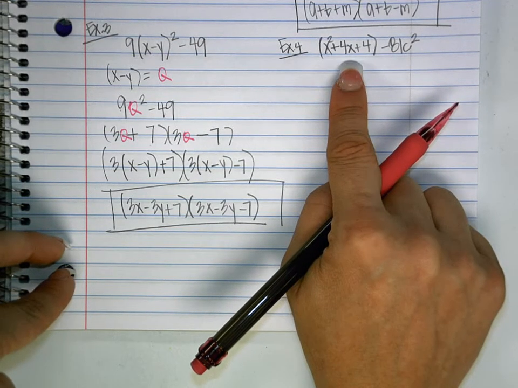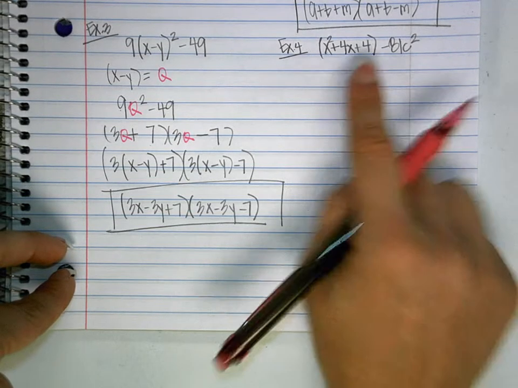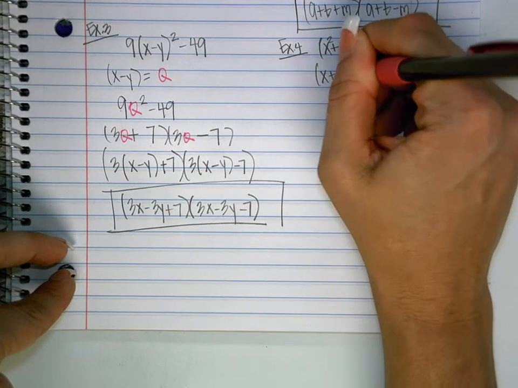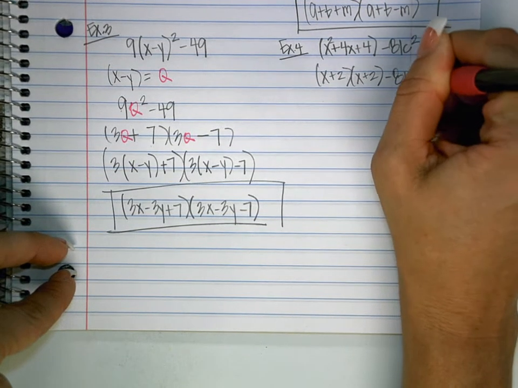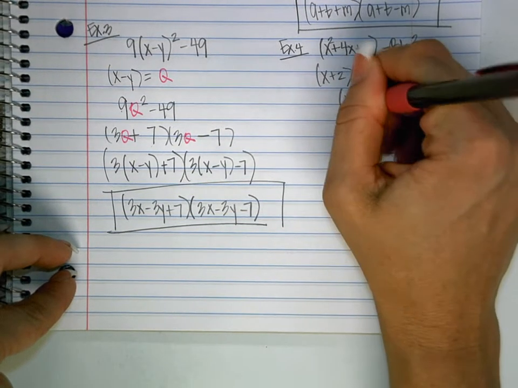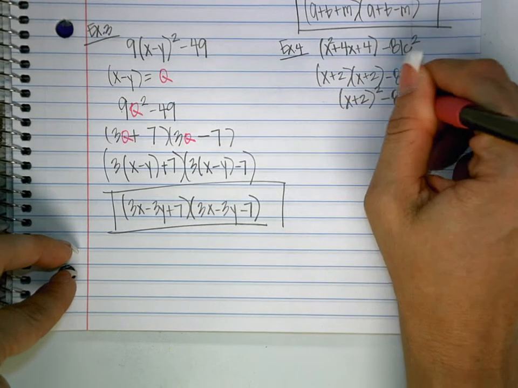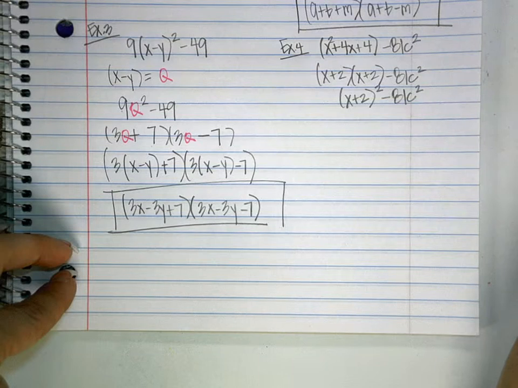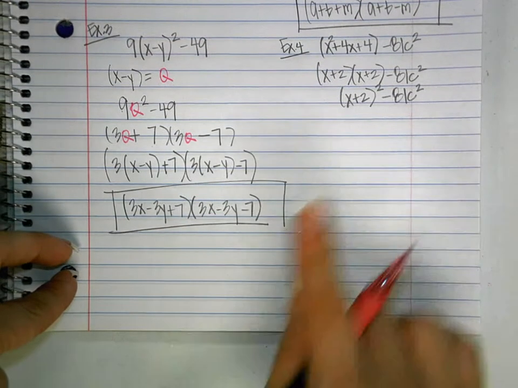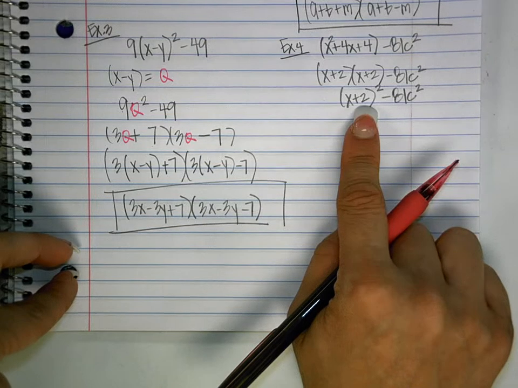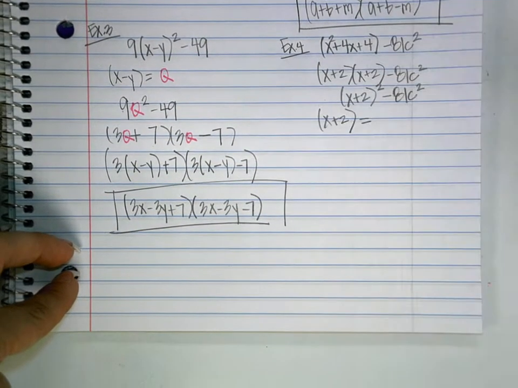What is this? What's another way to write x squared plus 4x plus 4? (x plus 2) times (x plus 2) minus 81c squared, which is also written as (x plus 2) quantity squared minus 81c squared. So if you rewrite it, it is technically the same thing, but now you could recognize this as a quantity. Okay, so we're going to take out the quantity x plus 2, and I'm going to substitute in for q.